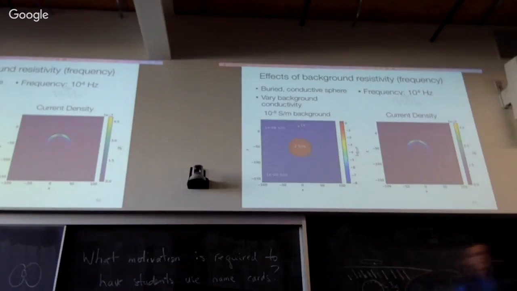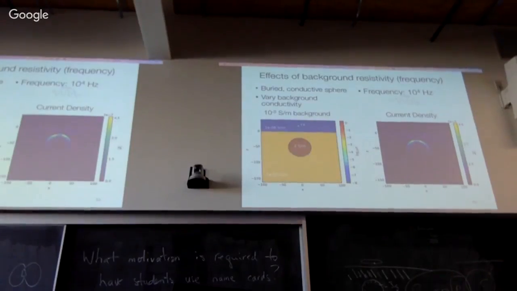So those are the things that we're going to look for. I'm going to put material on here. So this is now free space, it's 10 to the minus 8 siemens per meter. If I make it a bit more conductive, 10 to the minus 2, it doesn't change things very much, because the skin depth is still pretty large in here. So let's increase it again.